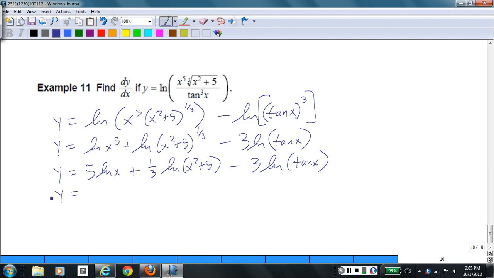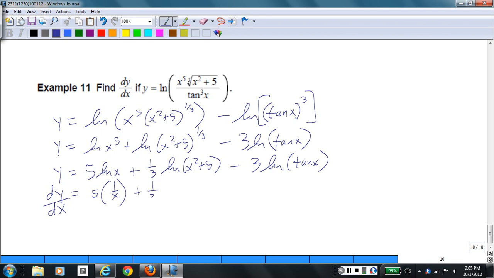So dy dx time, there we go, dy dx. This is just the constant multiple rule. Derivative of 5 times natural log of x is 5 times the derivative of the natural log of x, so 5 times 1 over x. Nothing fancy going on there at all. A little fancy for the next one.